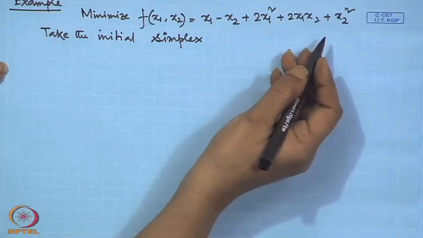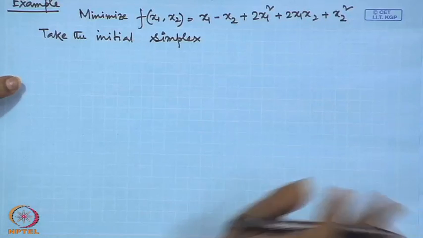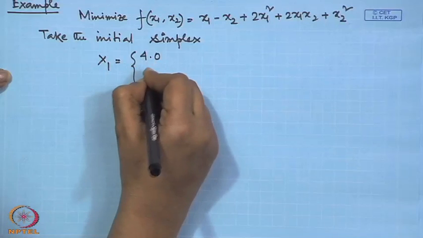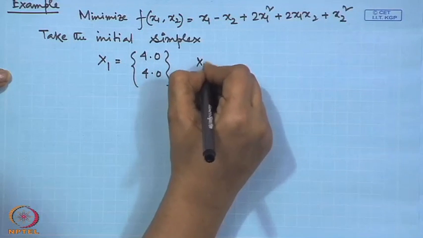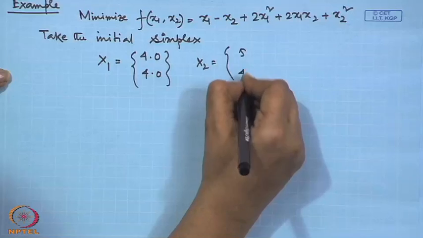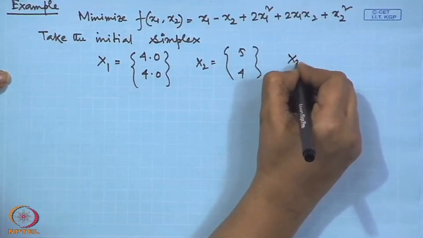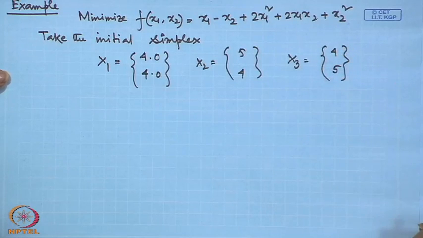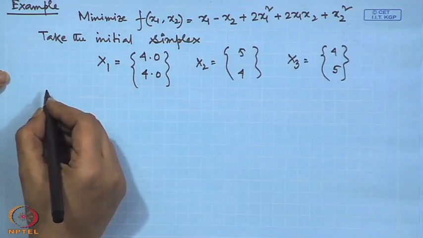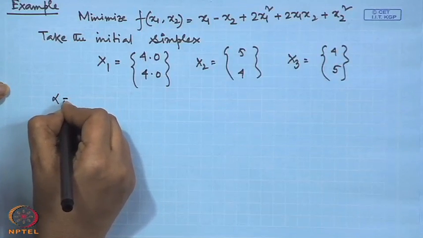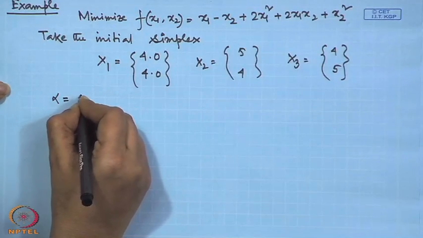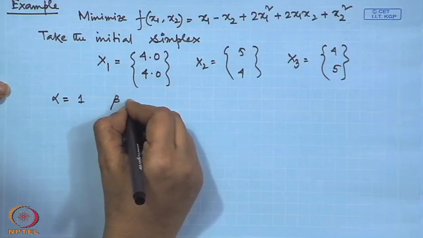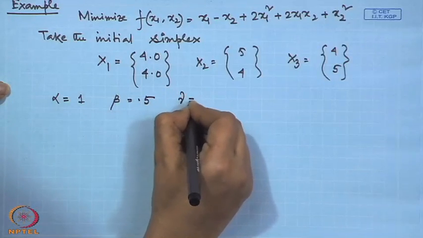since this is R2, that is why in the initial simplex we will have 3 points. That has been given here: x1 is 4.0, 4.0; x2 is 5.0, 4.0; and x3 is 4 and 5. What else has been given? It has been given that the reflection parameter value is 1, since alpha is given here as 0.5 and gamma is 2.0.